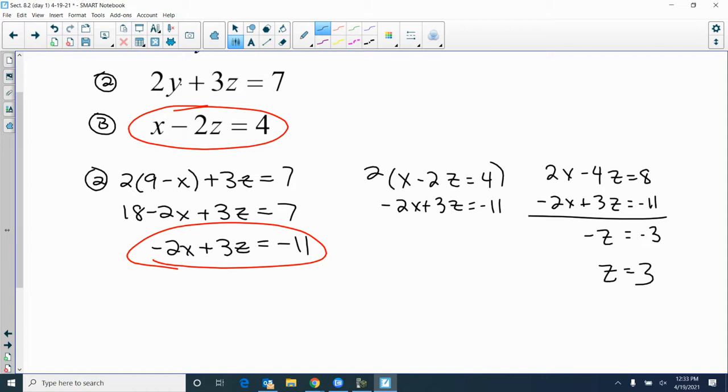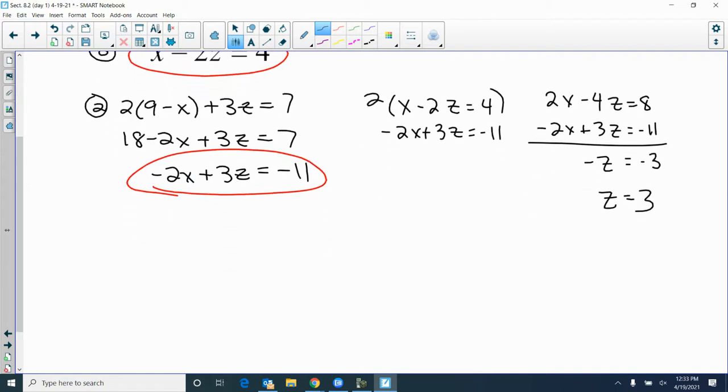Right, better off just plugging it back in to one of the 3. Right there, and that's going to guarantee it will be the end. Okay. All right, got z equals 3. These 2 they created here, I'm going to have x minus 2z equals 4. I get x equals 10.